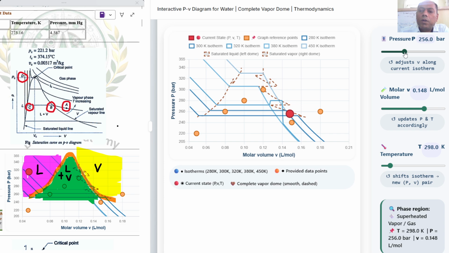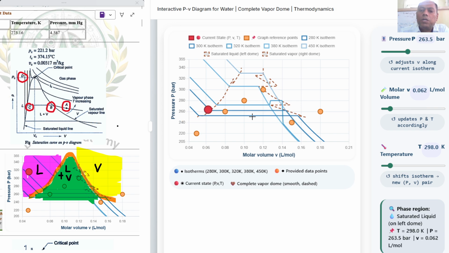Now after B, with no change in pressure and temperature, the phase of the gas changes. So you will find a very fast movement of the red dot, reaching the saturated vapor line. With no change in pressure and temperature, currently the pressure is 2.257 and the temperature is 298. Say we increase the pressure with no change.